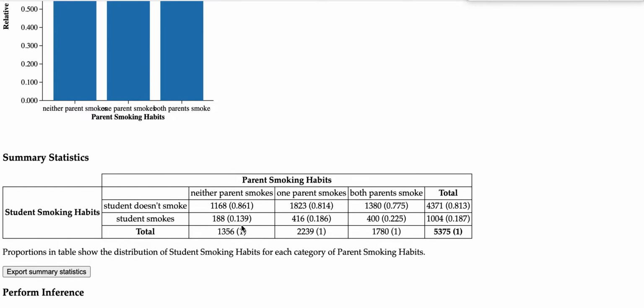So most of you chose neither parent smoked. So a way to say that would be, given that neither parent smoked, the proportion that had households where the students also didn't smoke is about 86.1%. Or you could write it as a fraction, 1,168 out of 1,356. Okay, and then for the second, a row going across. Given that neither parent smoked in the household, about 13.9% of the students actually did smoke. Okay, or you could write it as a fraction, 188 out of 1,356.